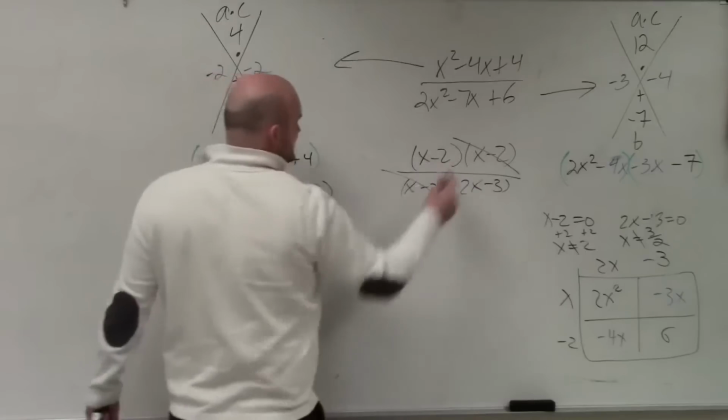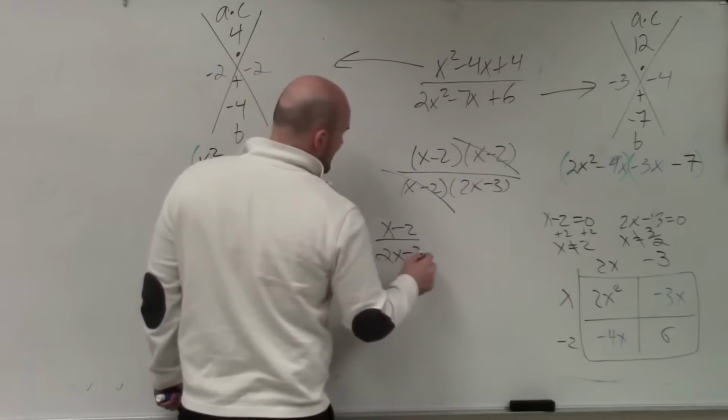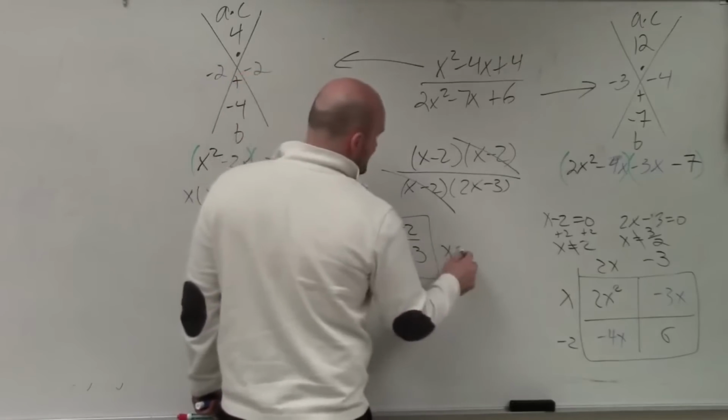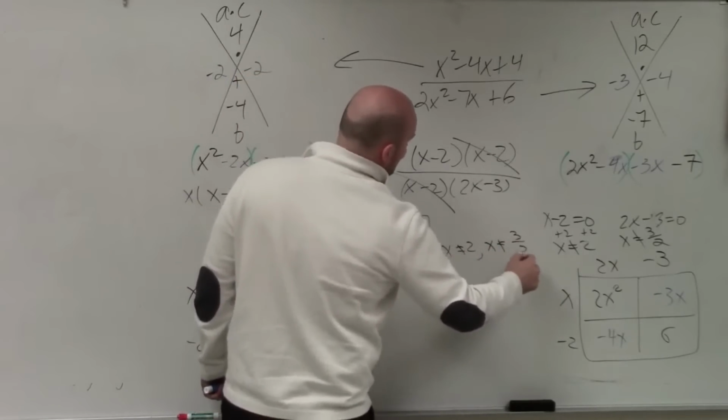So now my final simplified version is x minus 2 divided by 2x minus 3. However, we want to include the restrictions that x cannot equal 2 and x cannot equal 3/2.